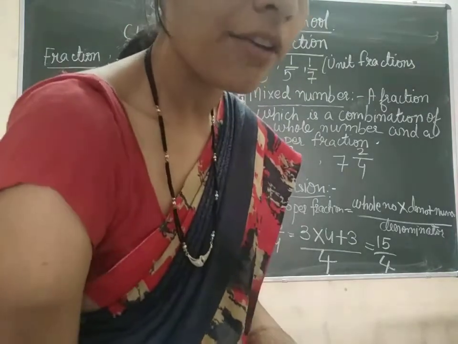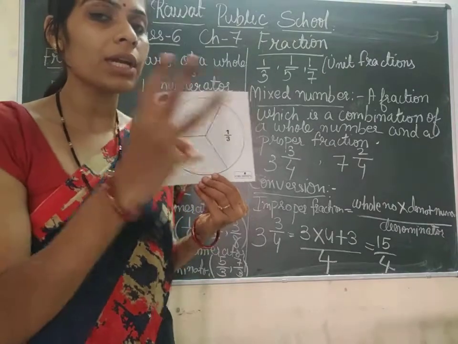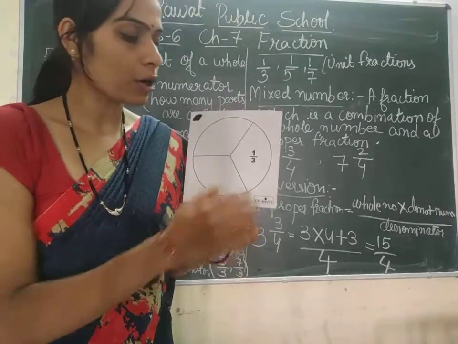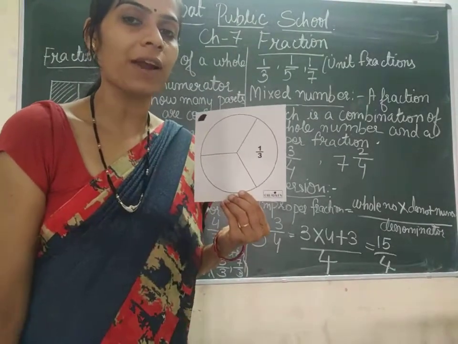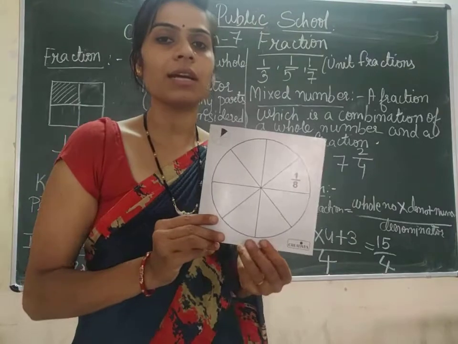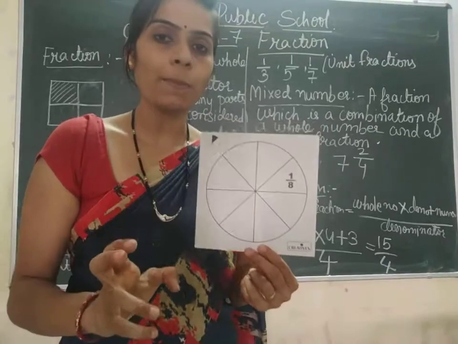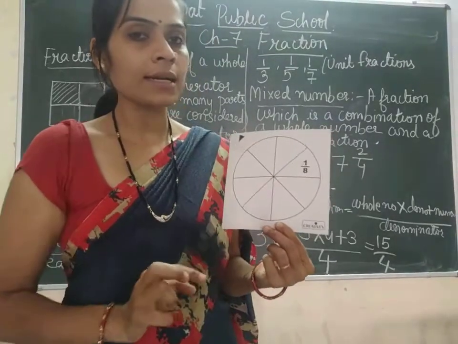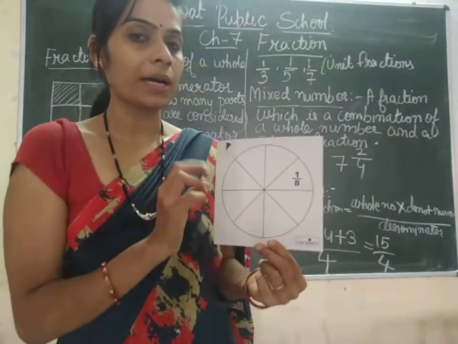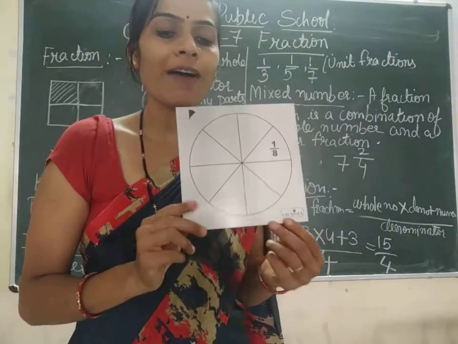Okay. Now this circle is divided in how many equal parts? 3 equal parts. So we will write 3 in the denominator and 1 in the numerator because we are considering this one portion of the circle. In the same way, we can have many fractions. We can divide a circle, square or any figure in equal parts. Like this is a circle in which there are how many equal parts? 8 equal parts, and we are shading one part, that is 1 by 8. Now hopefully you have understood it.